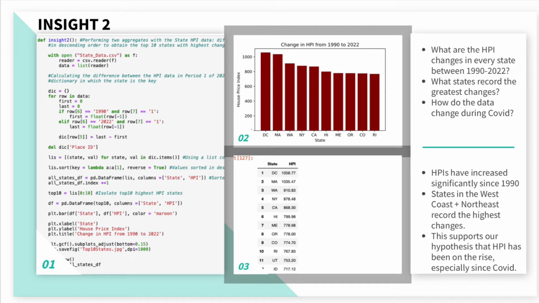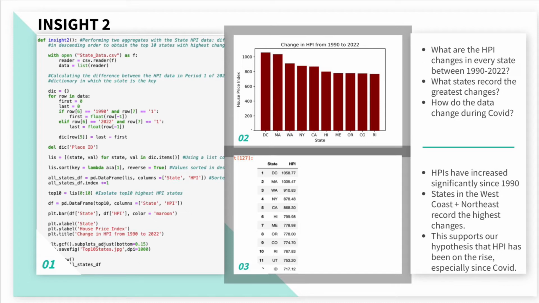Then we used a list comprehension to convert this dictionary into a list of tuples and used a lambda function to sort the data by change in HPI in descending order, which means the state with the highest HPI comes in first place. We then converted this data to the data frame shown here. We then plotted the states with the top 10 change in HPI in this bar graph.